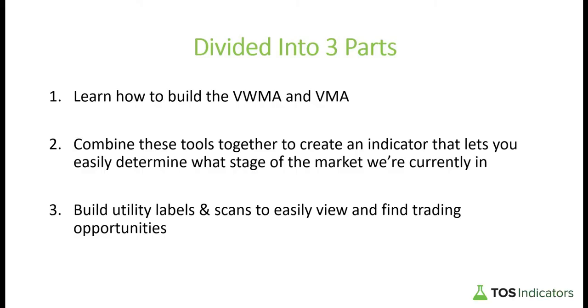This tutorial is a little bit long, so we've divided it into 3 separate parts. In the first part, you'll learn how to build the volume-weighted moving average along with the variable moving average. In the second part, we'll combine these 2 tools together to create an indicator that lets you easily determine what stage of the market we're currently in. And finally, in the third part, we'll build utility labels and scans that make it really easy to view and find trading opportunities on the go.